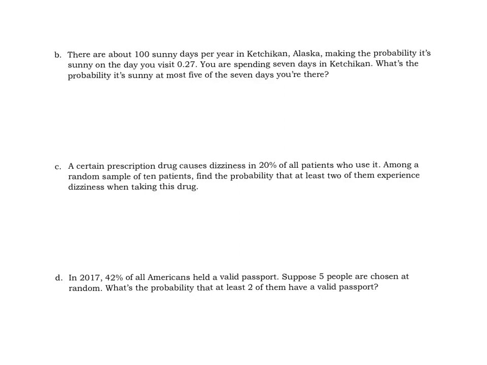Probability example 36b. There are about 100 sunny days per year in Ketchikan, Alaska. Hope I pronounced that correctly. Making the probability it's sunny on the day you visit 27/100. You are spending 7 days in Ketchikan. What's the probability it's sunny at most 5 of the 7 days that you're there?